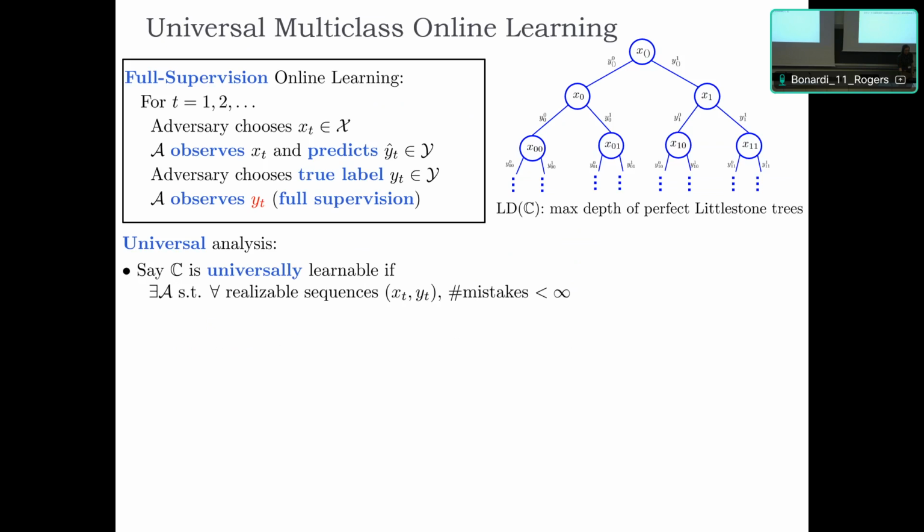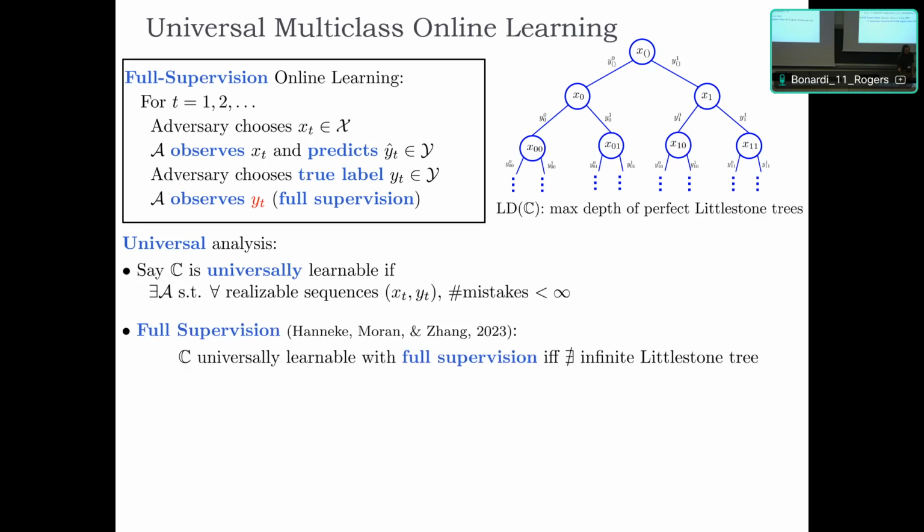Let's look at what's known about universal learnability. In the full supervision setting, we know that a concept class is universally learnable with full supervision if and only if there does not exist an infinite perfect Littlestone tree, right? Which is a little different than infinite Littlestone dimension. It's actually much stronger to have an infinite Littlestone tree than just an infinite Littlestone dimension. Okay, so that's full supervision.